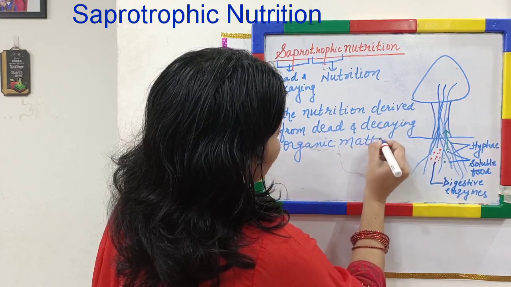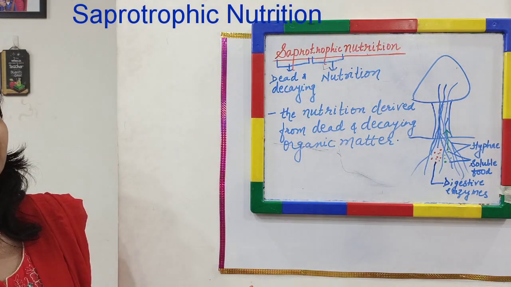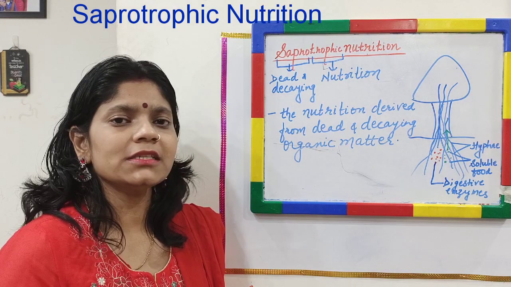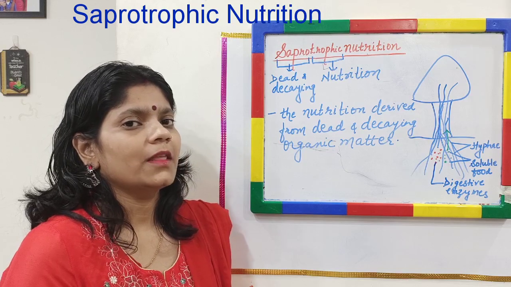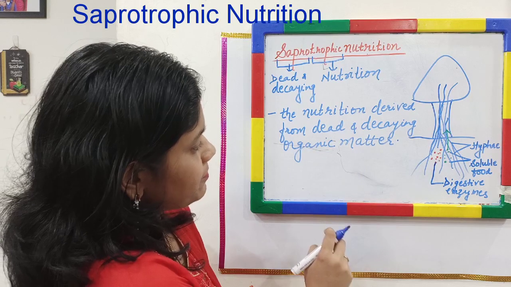What is the meaning of organic matter? Organic matter means what has come from living organisms. This is the reason you do not find any fungus growing on a metal surface or a glass surface, because they were never living. Okay, so this is about their nutrition.